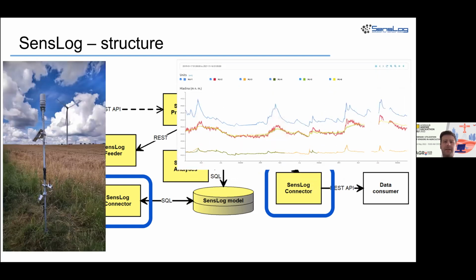So in brief, on the left side, sensors, for example, this meteo station, and on the right side, some application, for example, chart visualization.